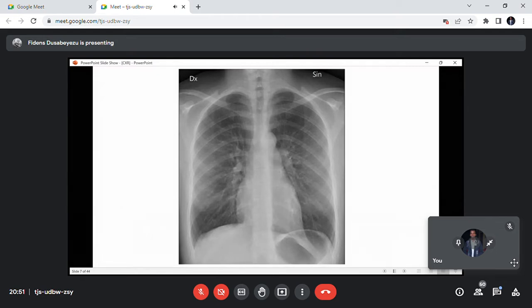I said that for anterior, you count at least 6 above the diaphragm. But posterior, is it? Yeah, at least 9. And remember that you have to count on the right side only, not the left side.